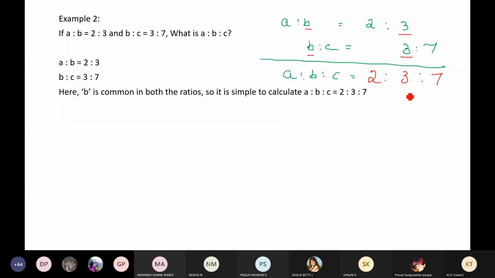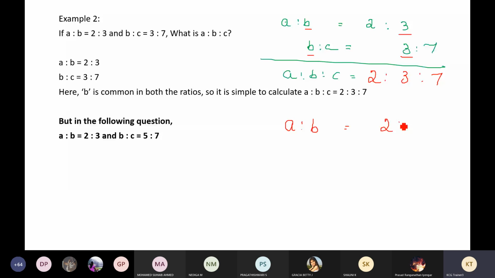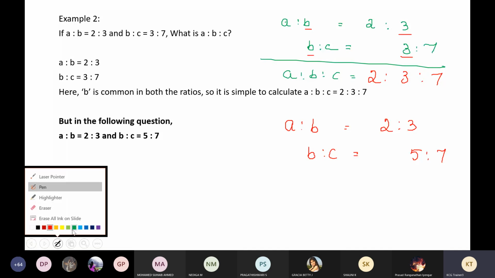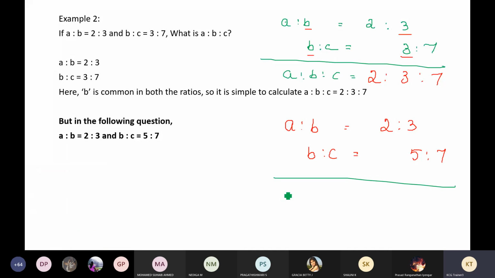But what if the values are different? Say, for example, A is to B is 2 is to 3, but B is to C is 5 is to 7. What do I do then? What do I do now? Because I'm supposed to find out A is to B is to C, but this is how I have it.